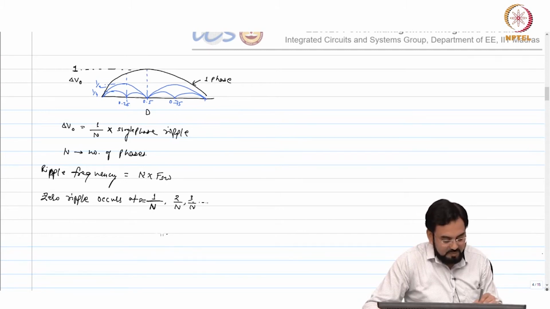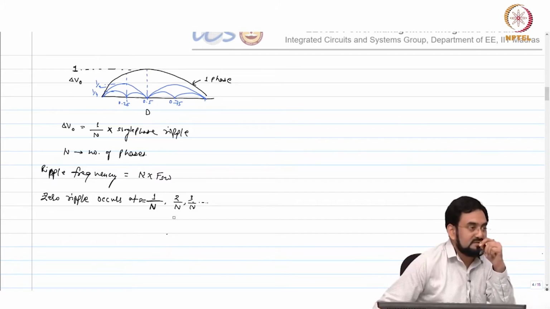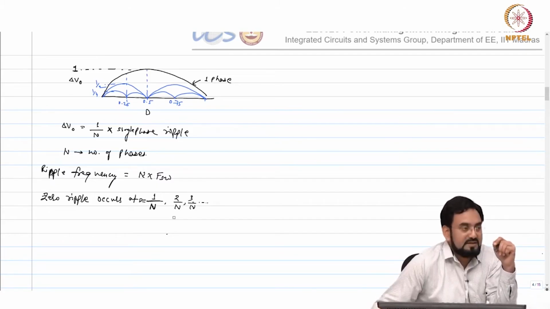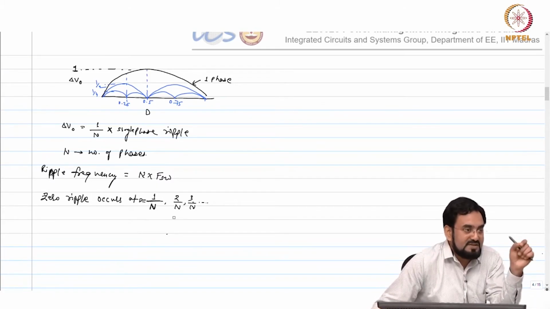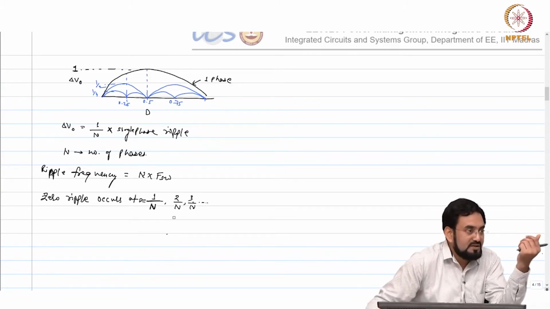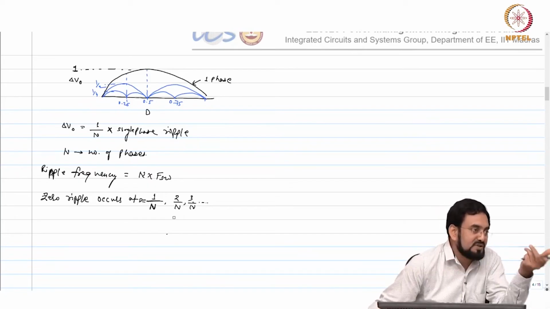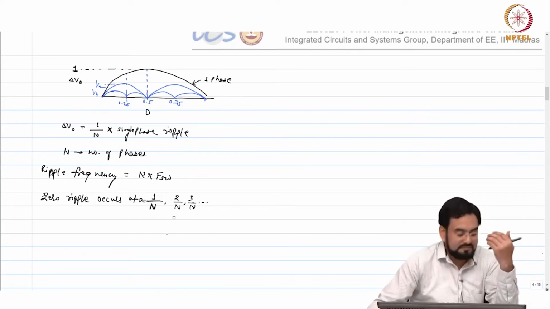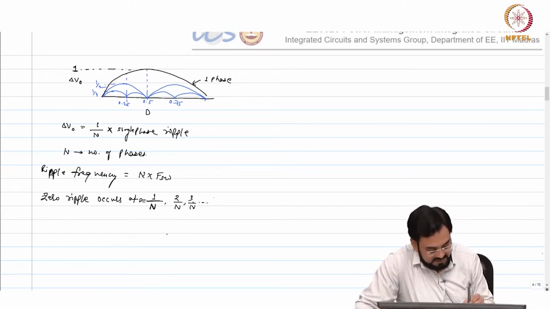So, the number of 0 points will be n minus 1, okay, and your duty cycle at which it will go 0 will be 1 over n and 2 over n until n minus 1 over n, okay. So, this will be n minus 1 over n.